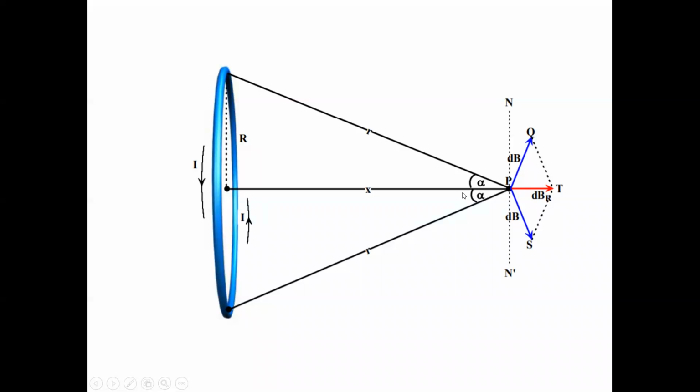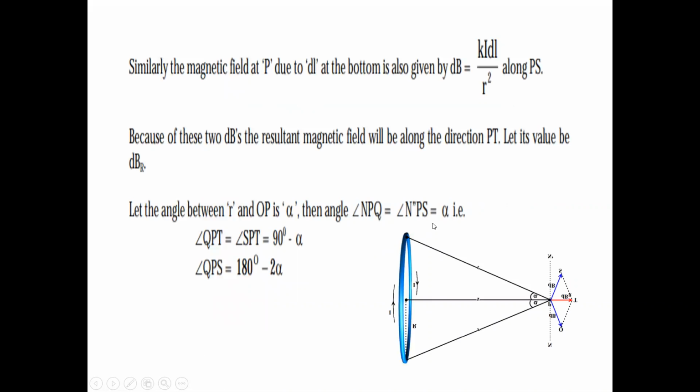Similarly, this angle, that is OP and R, is at the bottom. So whenever this angle is alpha, automatically the angle between PS and PN' rays is also equivalent to alpha. That means angle NPQ and angle N'PS are equivalent to alpha. That is clear.